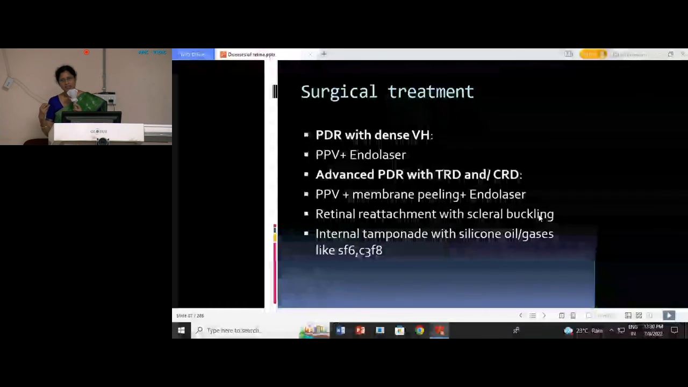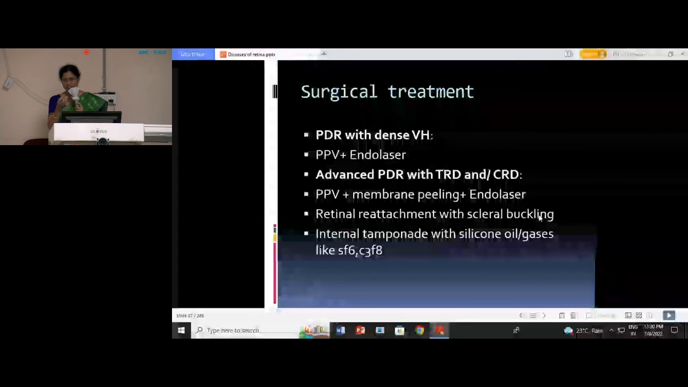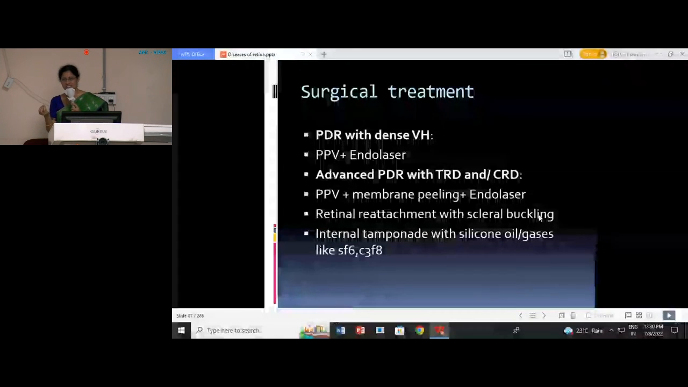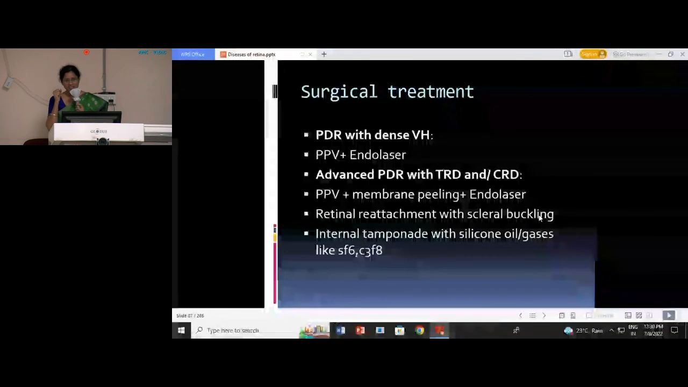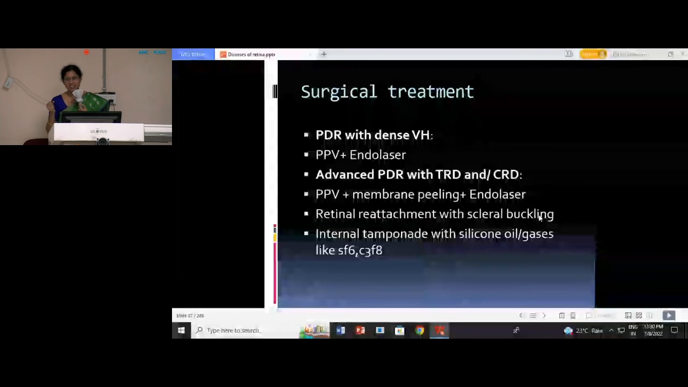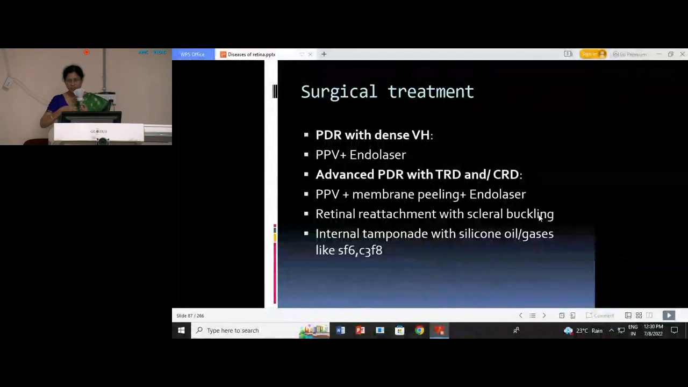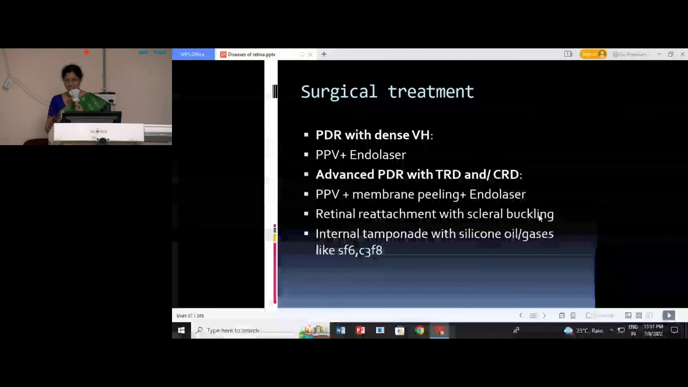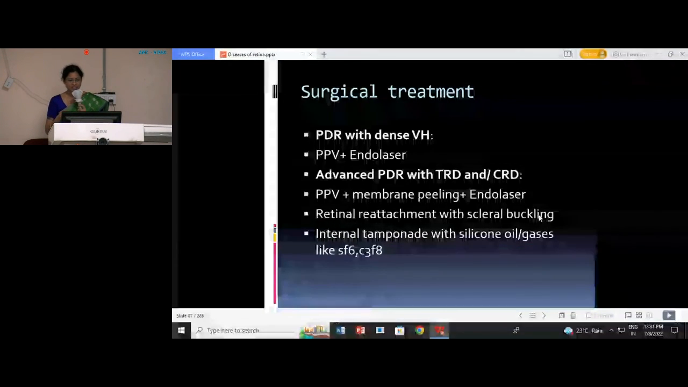It is the fibrovascular membranes, the fibrous tissue along with the new vessels. They are responsible for traction over the retina, leading to tractional retinal detachment. So we remove all the membranes which are producing traction, which are responsible for tractional retinal detachment, and then we do the laser.